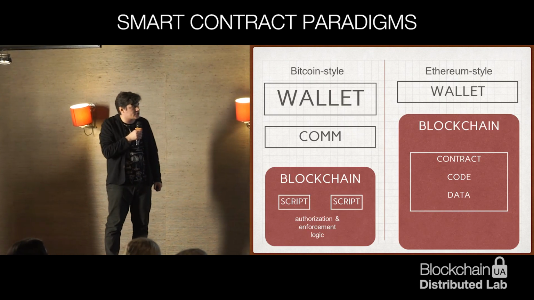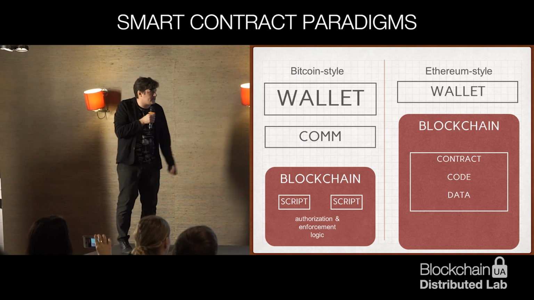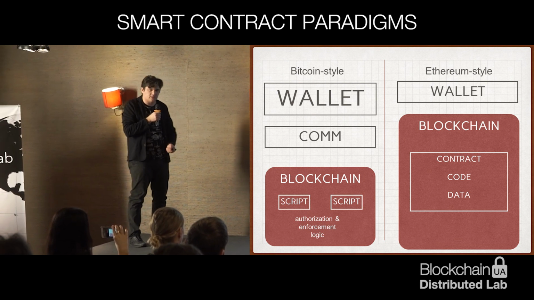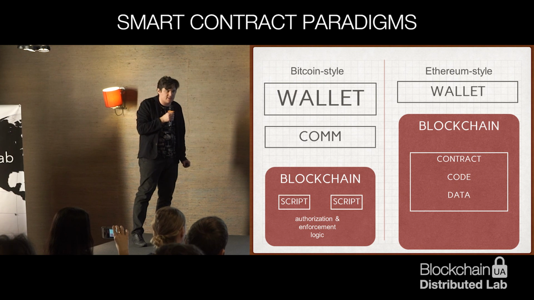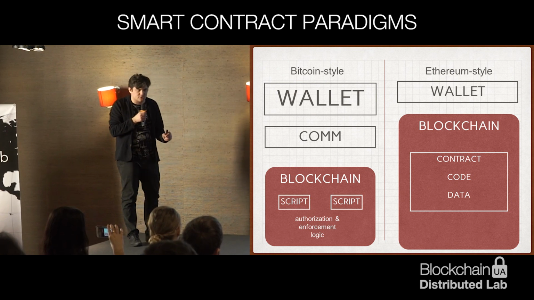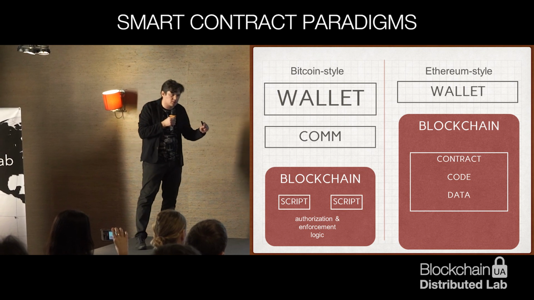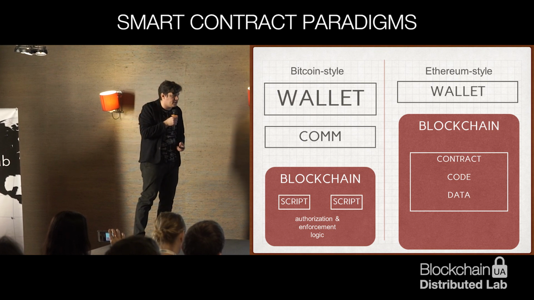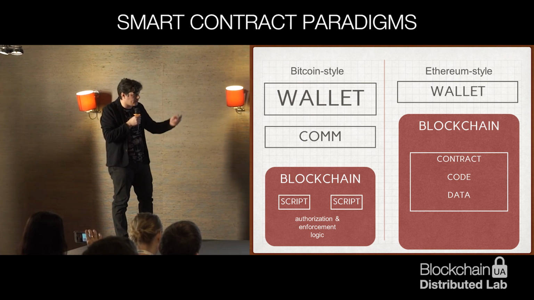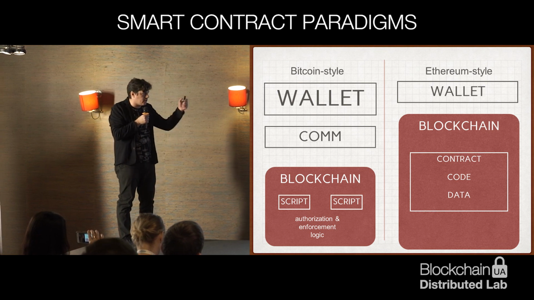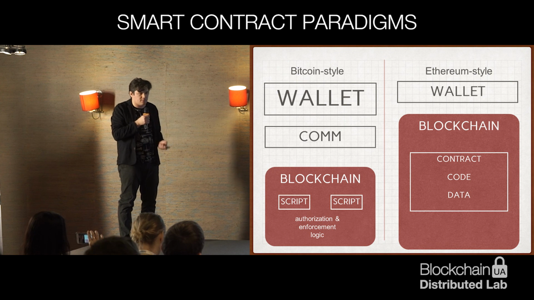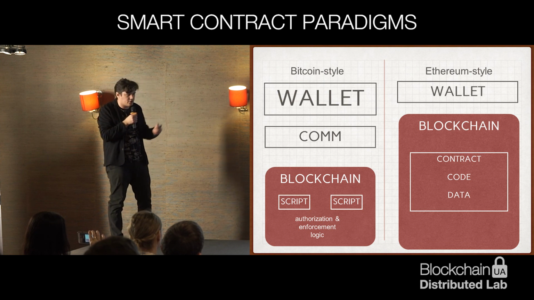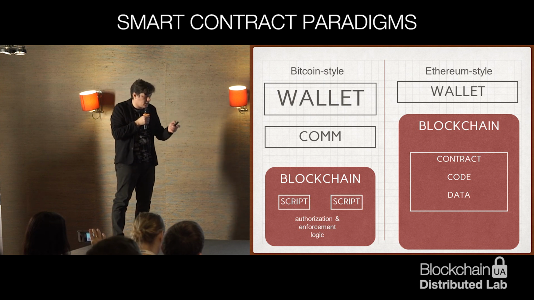We compare the Bitcoin style smart contract programming model with the Ethereum style. With the Bitcoin style, we put as little as possible on the blockchain, because blockchain space is a very scarce, precious resource, so we want to put just the very basic authorization enforcement logic in the consensus part. With Ethereum, we get much more flexibility. We can put bigger amounts of code, we can put actual data on the blockchain, and we can do communication using the blockchain. The wallet becomes, in some cases, just the user interface. It might not have any logic. You can have the entire smart contract logic in the Ethereum blockchain.